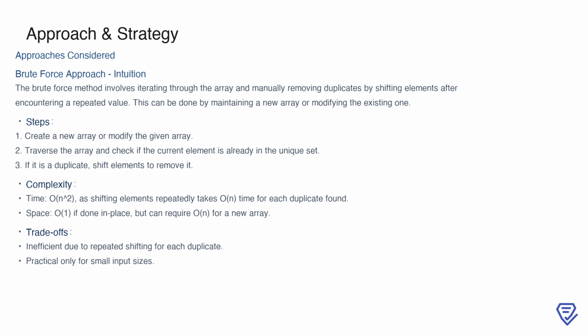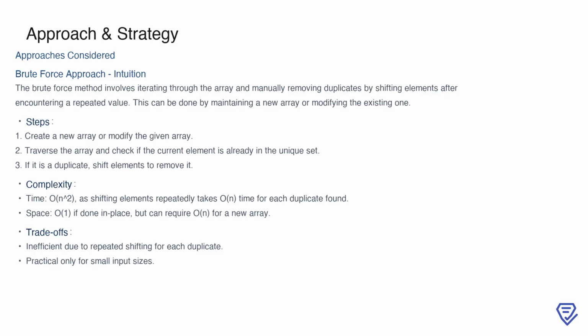First, traverse through the array and check if the current element already exists in the set of unique elements. If it's a duplicate, shift the subsequent elements to fill the gap left by the duplicate. While this does work, it comes with a significant drawback. The time complexity is O(n²), because every time we remove a duplicate, we need to shift elements, which can become very expensive for large arrays.